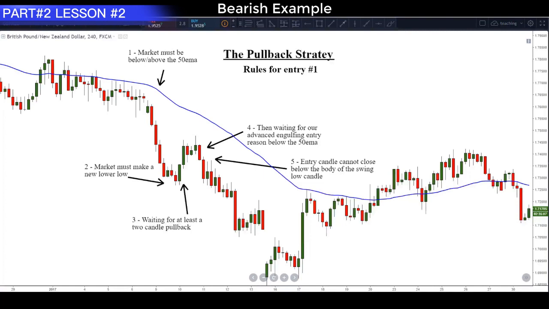We have a lot of information to go over in this video. Again, make sure that you are taking notes. So diving right into it. Rule number one for entry number one is that we're looking for a market below the 50 EMA.